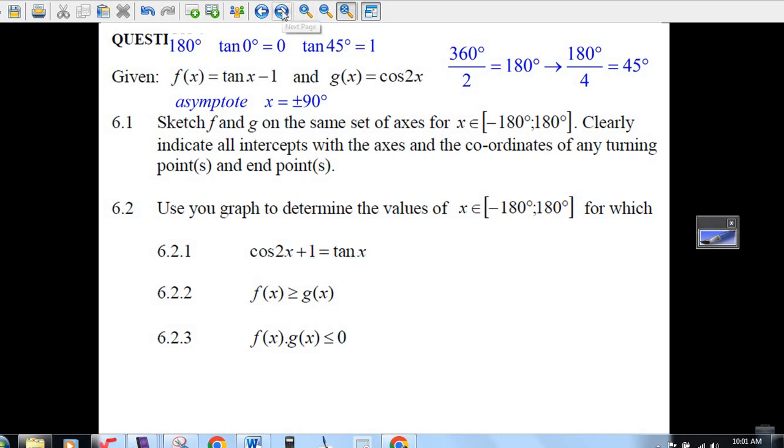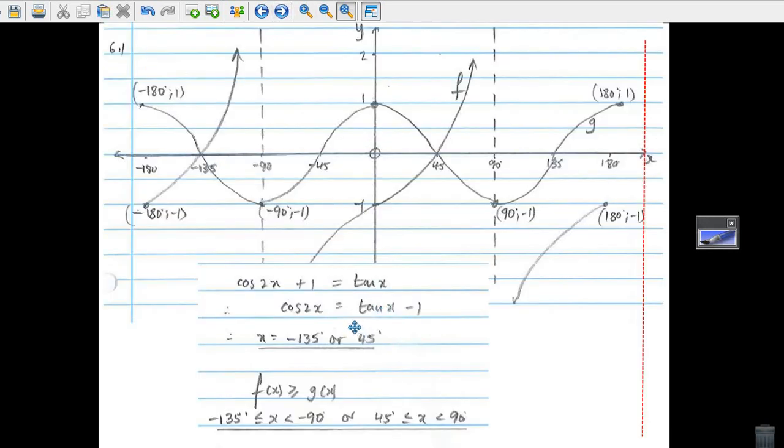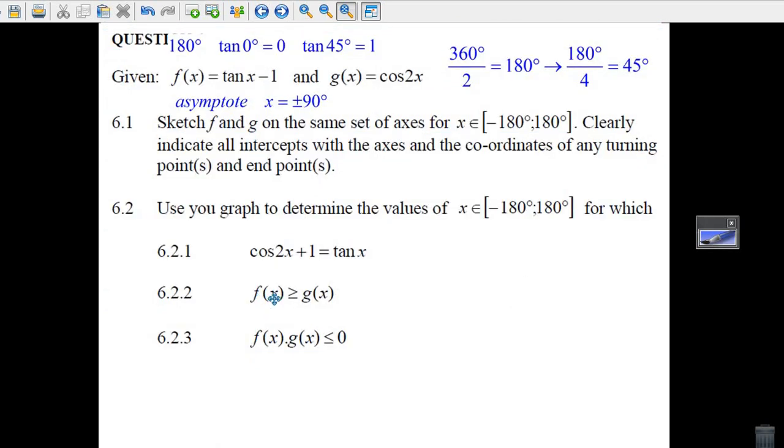Well, where do they cross each other? Let's look at the graph. Where does cos 2x equal tan x minus 1? Where do they equal each other? Well, I can see the answer is minus 135 degrees or 45 degrees. So you just have to be able to read the graph. Let's look at the next question.